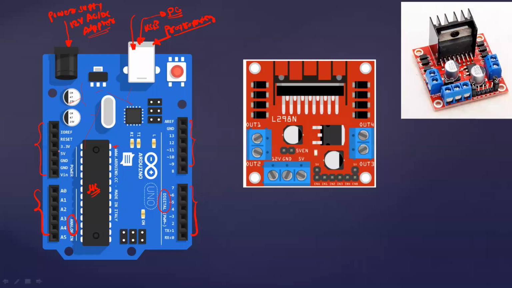You can observe here the 5 volt continuous power supply, and this is the ground. For some applications, if you need a 5 volt supply and the ground supply, then you can directly connect that to this 5 volt and ground pin. So this is about the Arduino board.